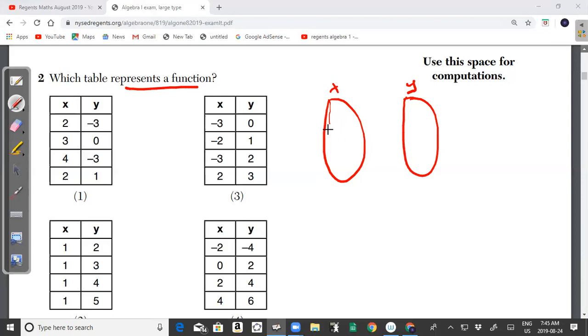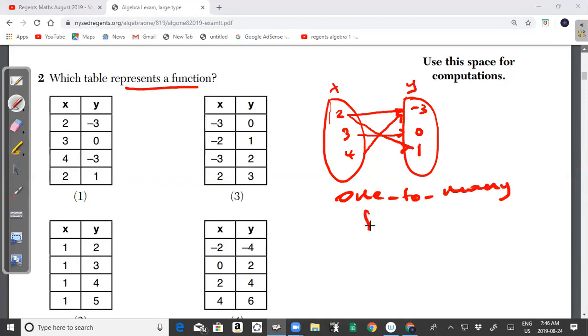So x equal to 2 is mapped onto -3, and we have 3 is mapped onto 0, and we have 4 is mapped onto -3, and we have 2 is mapped onto 1. All right, so as you can see, this relation is actually a one-to-many relation. So we have one input mapped to two different outputs. 2, for example, is mapped onto -3 and is also mapped onto 1. So this is a one-to-many relation. All right, so this is not a function.